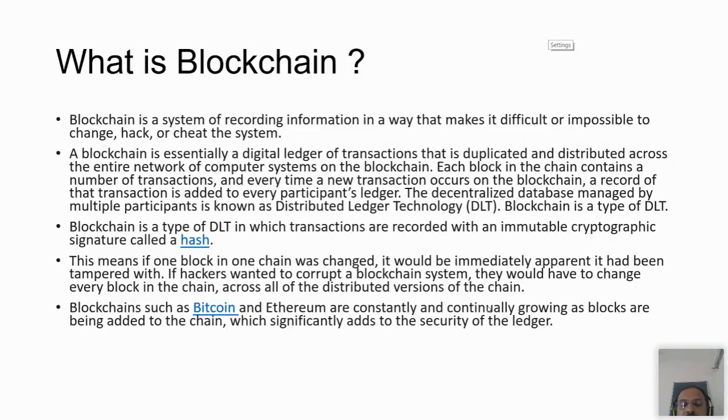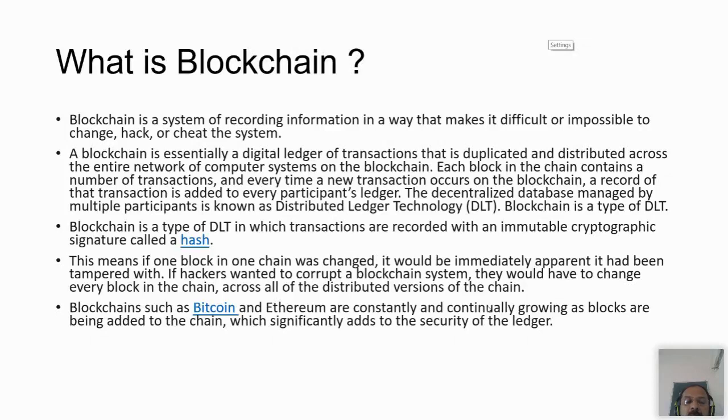But here, the information which is coming in, or the transactions, is recorded with an immutable cryptographic signature called the hash. It is the set of transactions which are encrypted and stored not in a single ledger, but on a distributed ledger. That is what we call a blockchain. The different transactions are in the form of a block, and the blocks are chained together. What exactly it is going to do is that no one can tamper with it.